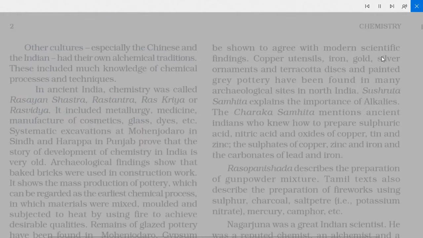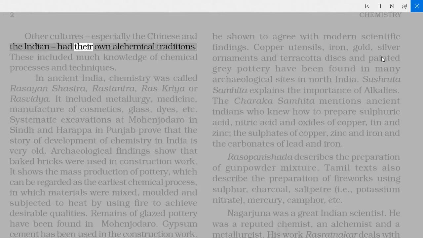Other cultures, especially the Chinese and the Indian, had their own alchemical traditions. These included much knowledge of chemical processes and techniques. In ancient India, chemistry was called Rasayan Shastra, Rasatantra, Ras Kriya or Rasvidya. It included metallurgy, medicine, manufacture of cosmetics, glass, dyes, etc.